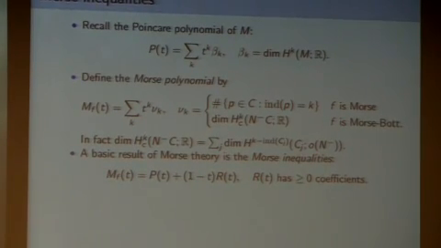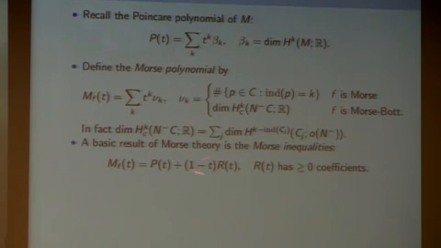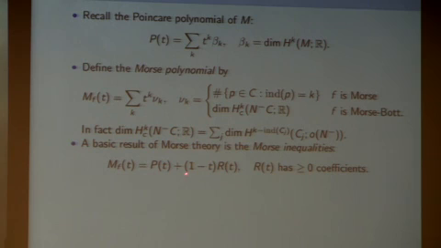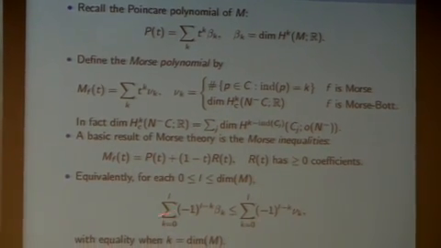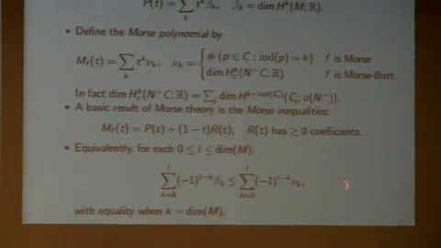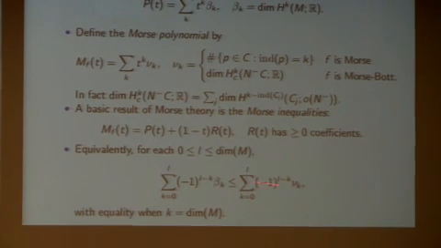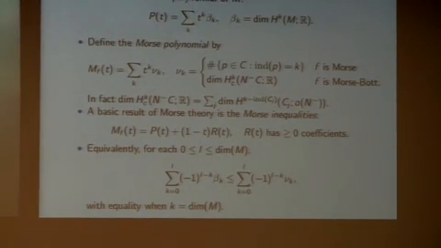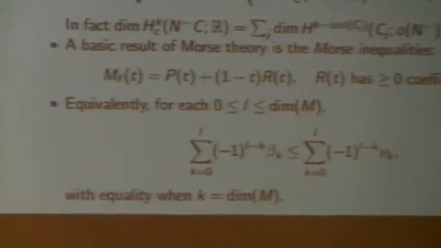So the Morse inequalities can be stated in this way: you can compare these two polynomials with an error that factors as 1 minus t times a polynomial with non-negative coefficients. Another equivalent way to state this is that you have inequalities between alternating sums of the Betti numbers over here and these Morse coefficients over here, summed up to some level k, and then equality holds when k is the dimension of M. You can see that here when you just let t equal minus 1, and this factor becomes 0 on the polynomial.